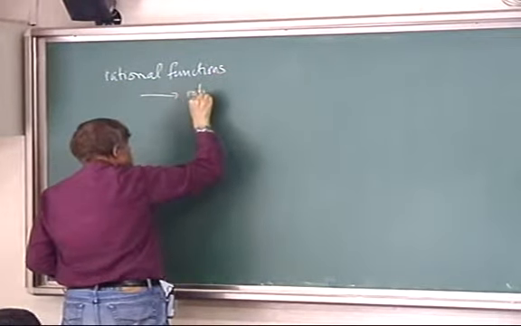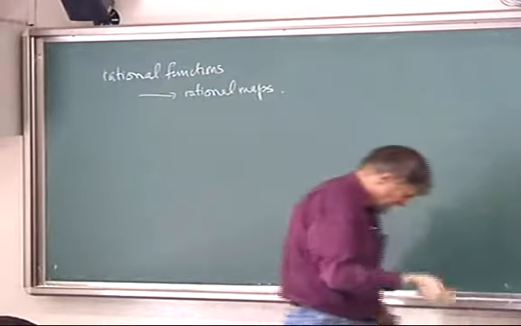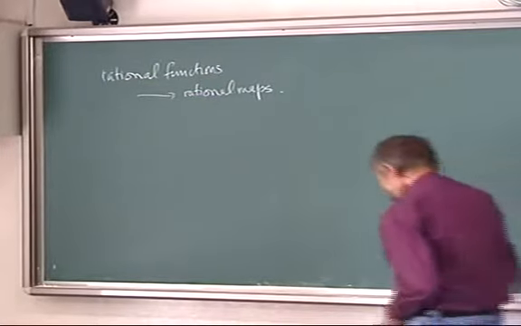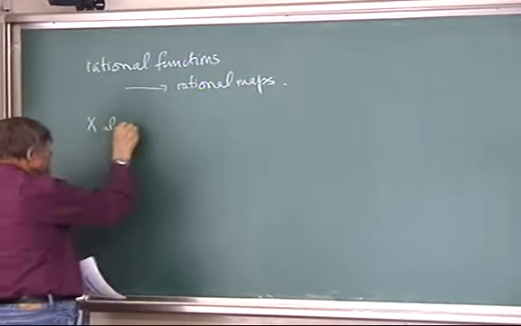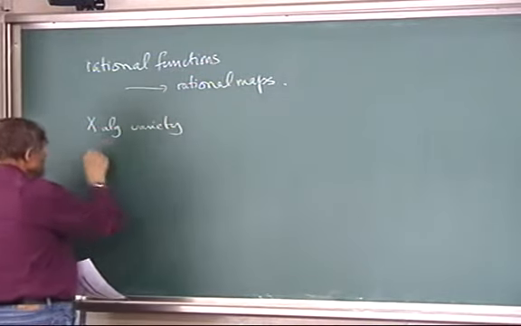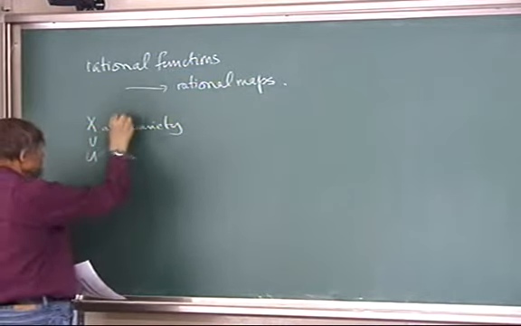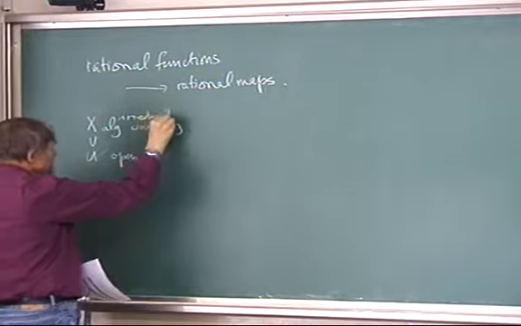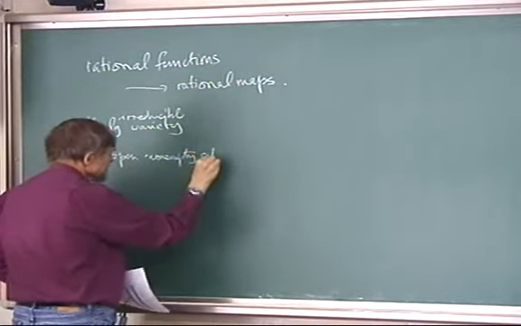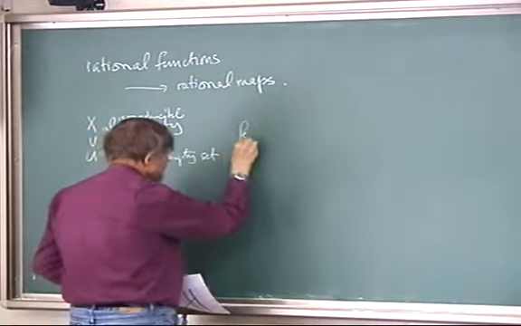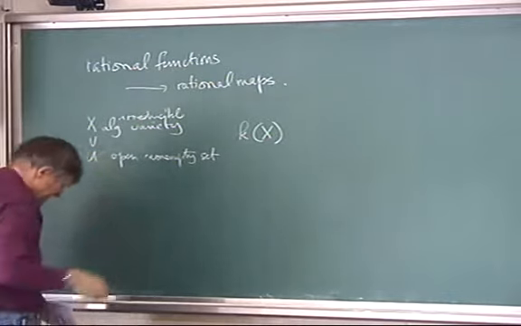Rational maps. If we're in a category of geometry, having introduced some objects, I have X, an algebraic variety, and U inside X, an open, irreducible, non-empty set. Then I have these rational functions, k of X. These are rational functions on X, and they're also rational functions on U.